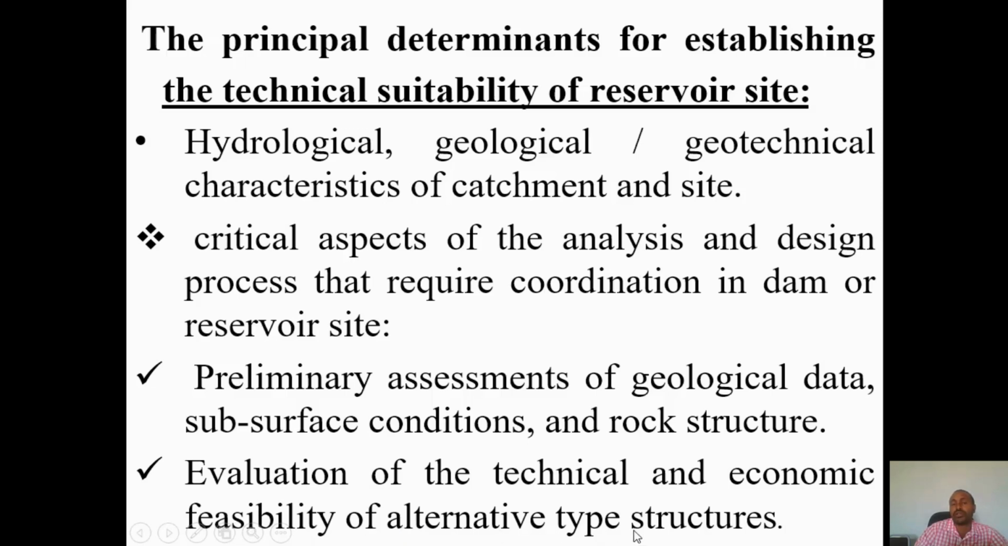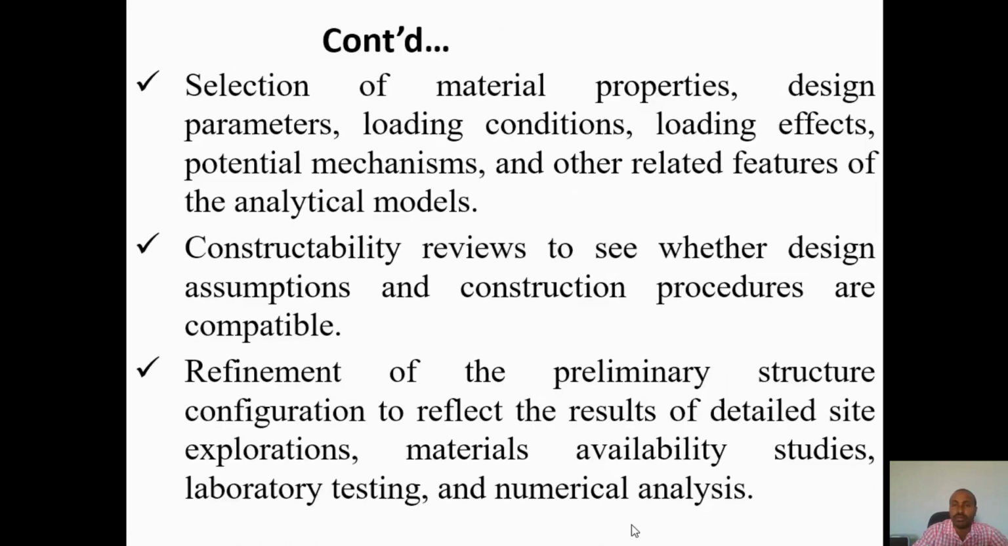alternative types of structures. For alternative types of structures, you should also consider the economic feasibility, whether it is feasible or not. And selection of material properties, design parameters, loading condition, loading effect, potential mechanism, or other related features; analytic models also must be checked. And also constructability reviews, to see whether the design assumptions and construction procedures are compatible.